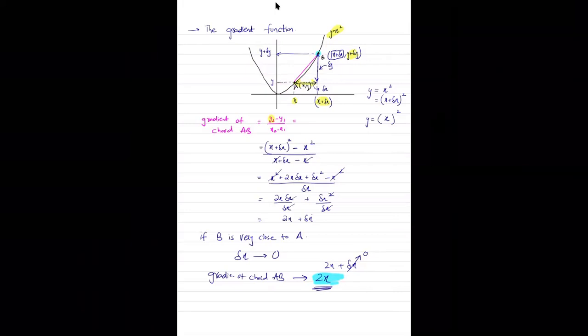Now, we are going to see the notation. There are three different notations.